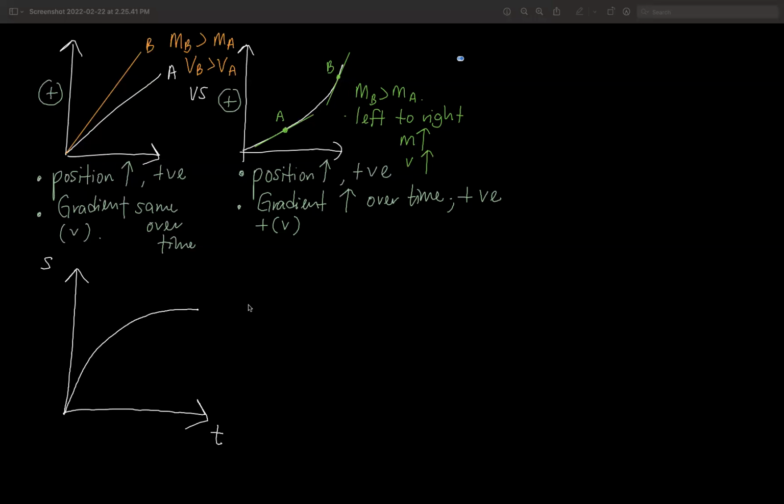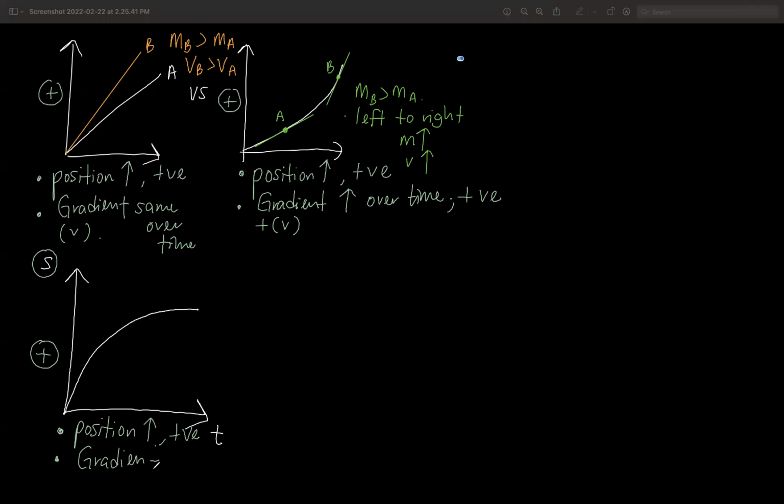Okay, two things we always analyze. First is the position itself. Over time, does the position increase or decrease? Increase. Positive. So the position increases, and it's a positive value. Okay, it's going to the right. And the second thing we analyze is the gradient.